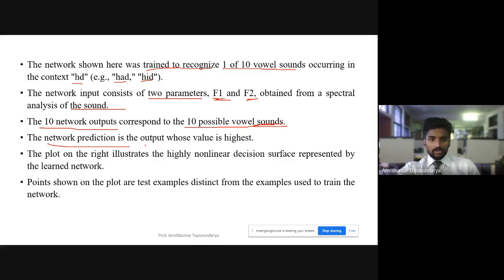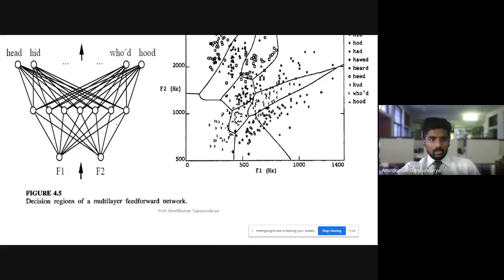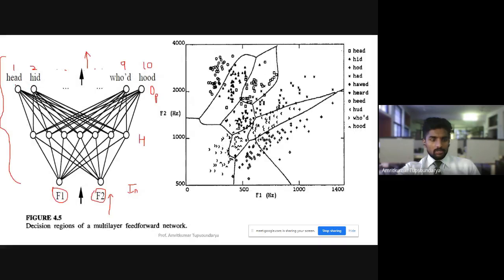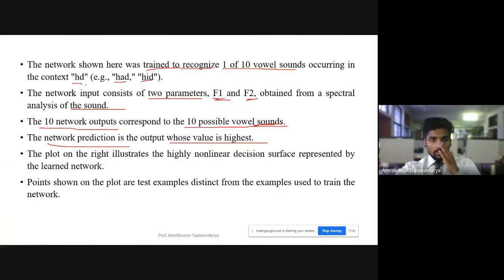The network prediction here is the output whose value is the highest, right? So whichever output unit's value is highest is of course preferred, and can be likely the rightly pronounced word, right? So the network prediction is the output whose value is the highest.